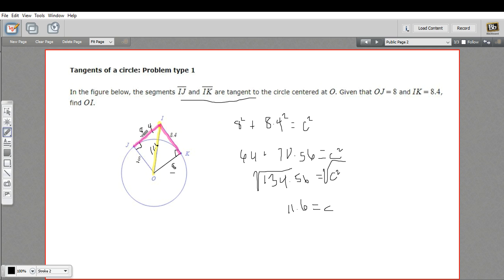So this will probably come up in problems in the future, and that's a good one to keep in mind. It can help you with some shortcuts. So that is a little bit of work with some lines that are tangent to a circle.